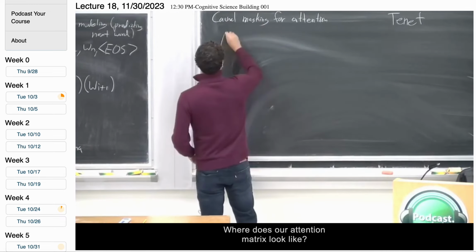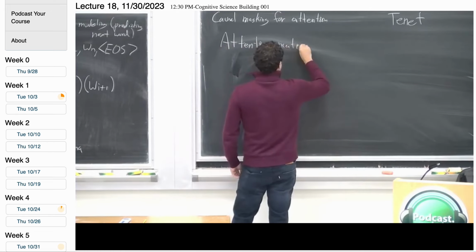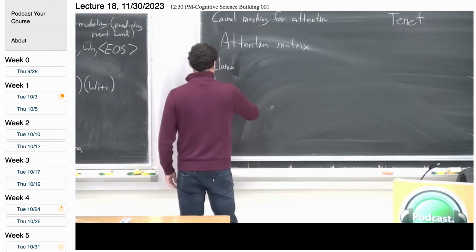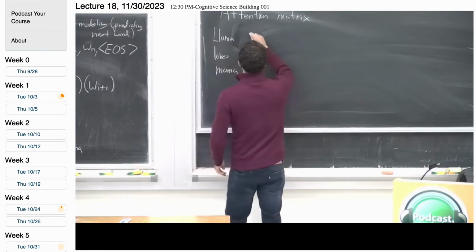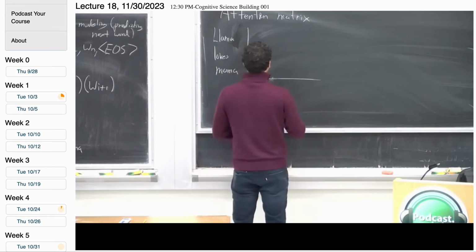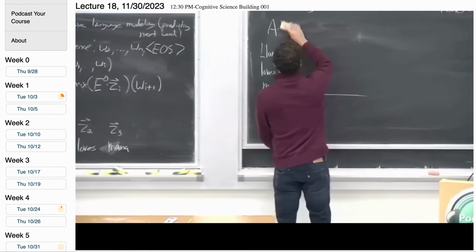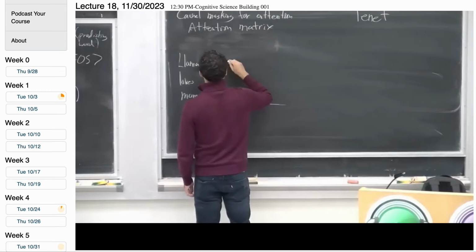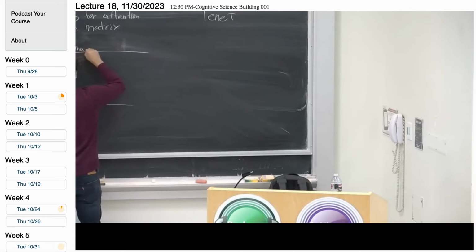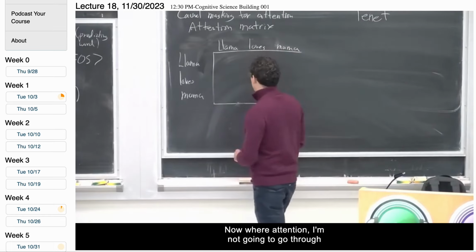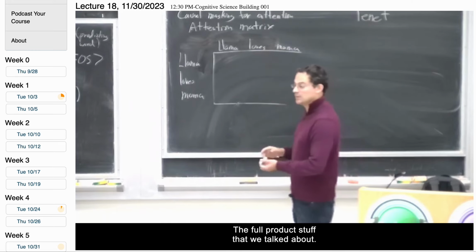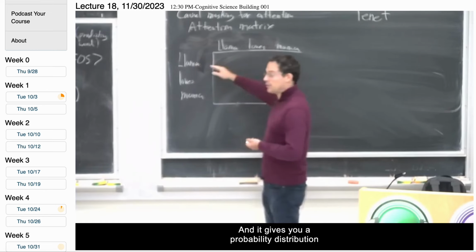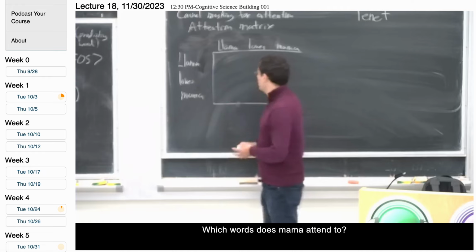Let's look at attention. So what does our attention matrix look like? Let's say we have three words, this sequence here. I'm not going to go through the full QKV computation, the full dot product stuff we talked about. What attention gives you out ultimately is a probability distribution for every word. It tells you where llama attends to, which words, and gives you a probability distribution over it. Which words does loves attend to? Which words does mama attend to? So we'll write it in this way.